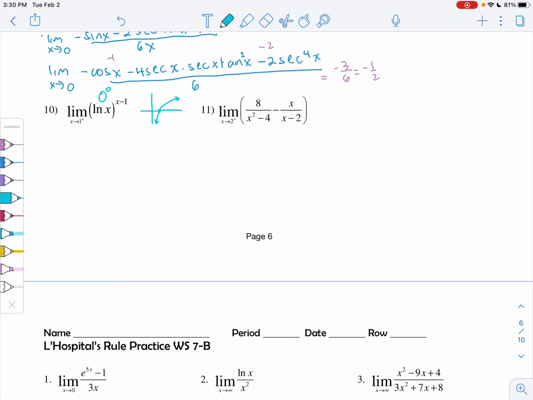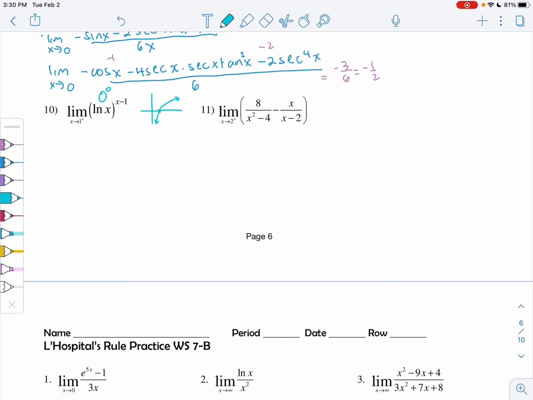So what we're going to do is exponentiate and take the natural log of the expression, so that we can bring the exponent down and rewrite it as one of the familiar indeterminate forms, 0 over 0 or infinity over infinity. So let's see where that takes us.